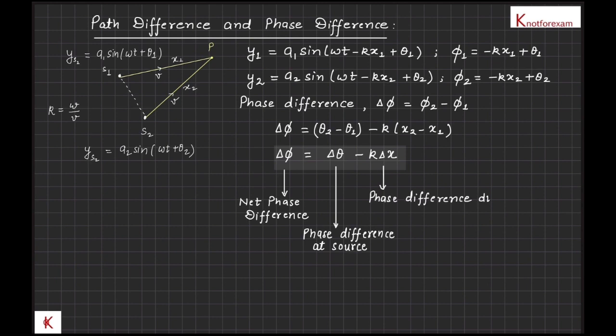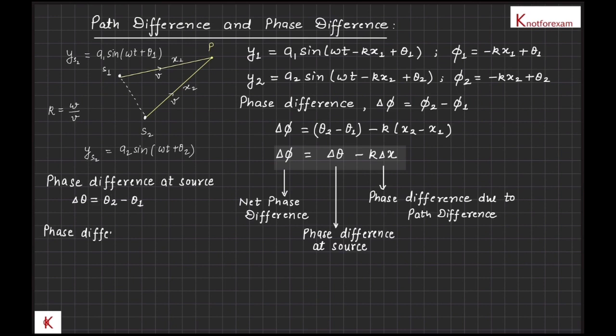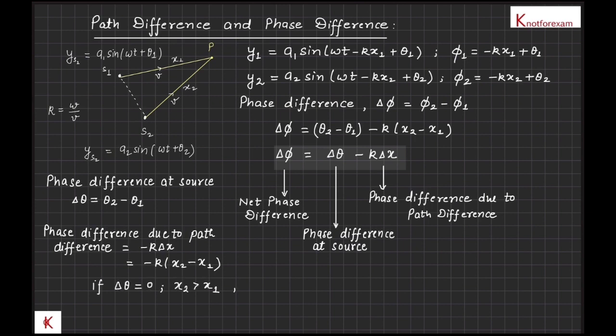So we can say that the phase difference due to the sources is delta theta, theta 2 - theta 1, and the phase difference due to the path difference is -k delta x, that is -k(x2 - x1). Also, as an example, if delta theta is 0 and x2 is greater than x1, then we can understand that wave 2 lags behind wave 1.